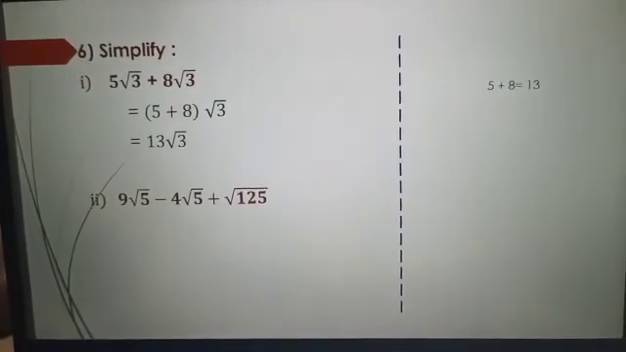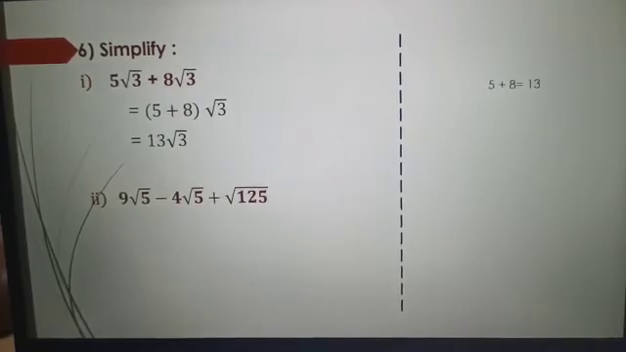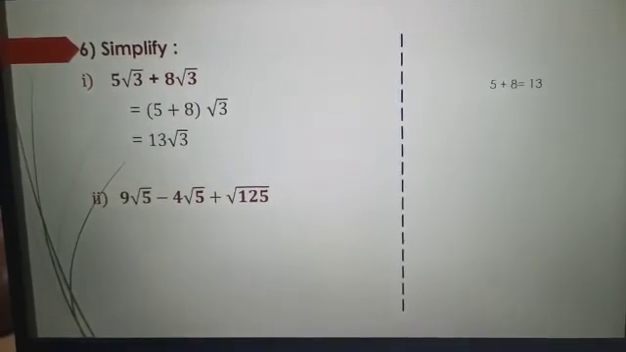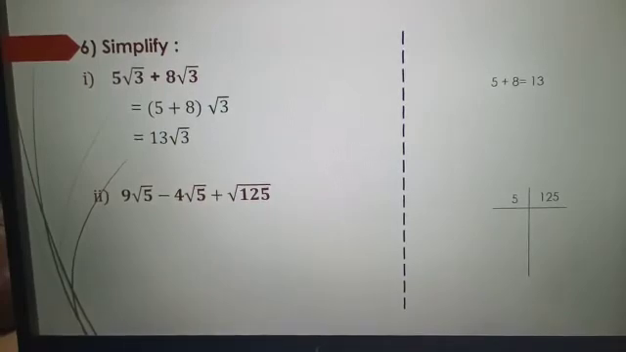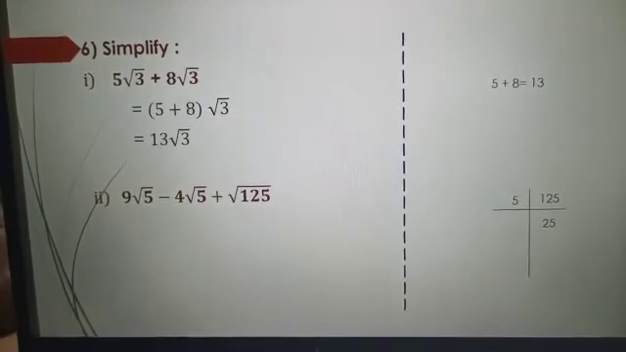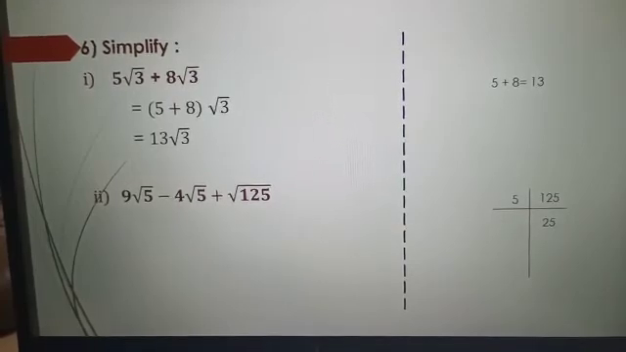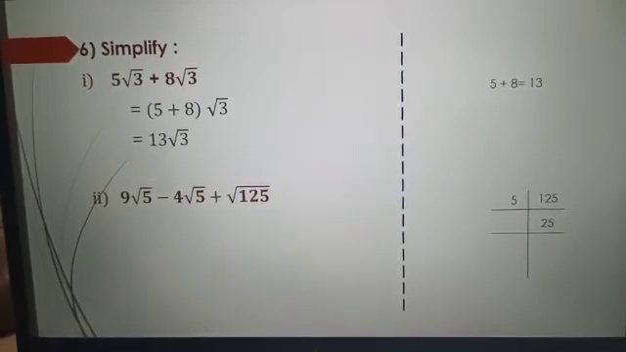Then second question, 9 square root of 5 minus 4 square root of 5 plus square root of 125. So we have to simplify the 125 first. So this 125 goes on 5 table. So write 5 outside. How many times 125 in 5? 25 times are there. So write 25. So now 25 will go on table number 5. So write 5 outside. How many times 25 in 5? 5 times are there. So write 5 here. 5 is a prime number.